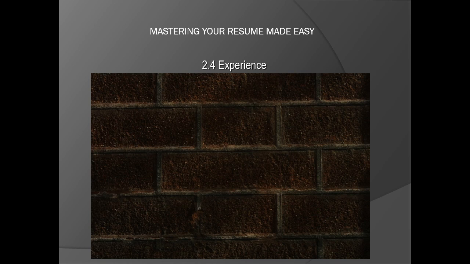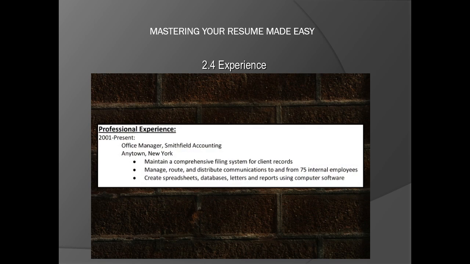Mary Cessna might write her experience section like this: 2001 to present, office manager, Smithfield Accounting, Anytown, New York. Mary might choose to have 3 bullet points, and she might have them say things like: maintain a comprehensive filing system for client records, manage, route, and distribute communications to and from 75 internal employees, create spreadsheets, databases, letters, and reports using computer software. You may notice that Mary's bullet points are all written in the present tense. This is only appropriate because Mary is still working at this job.